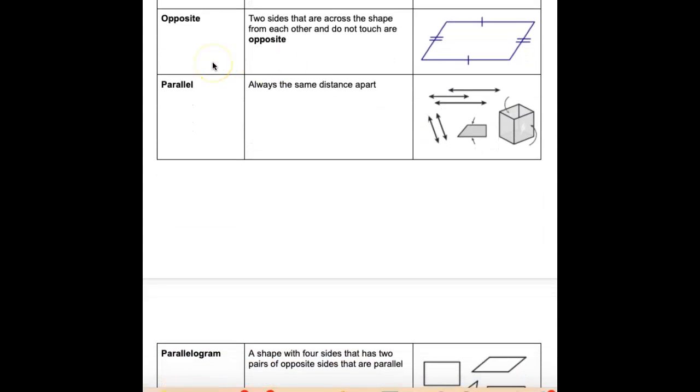Our next vocabulary word is opposite. Opposite means two sides that are across the shape from each other and do not touch. These two sides with one notch on them are opposite, and these two sides with two notches on them are opposite.